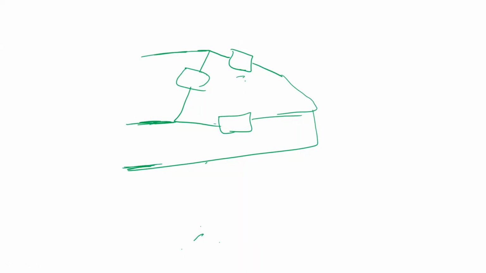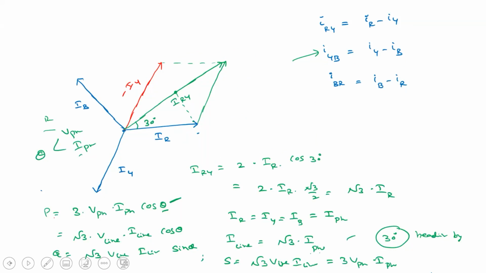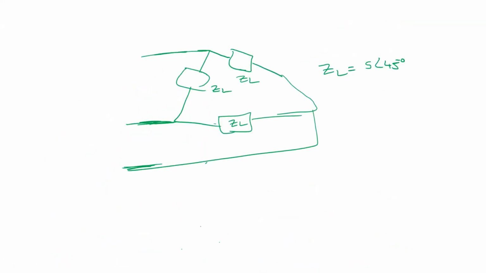So let us assume that this is ZL, and this is also ZL. ZL is given as 5 at an angle of 45 degrees. So what is your doubt? Someone has asked something, about the neutral in star connection and delta connection. So assume that V phase is given as 120 volts.